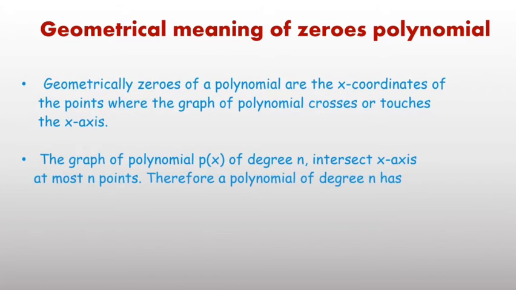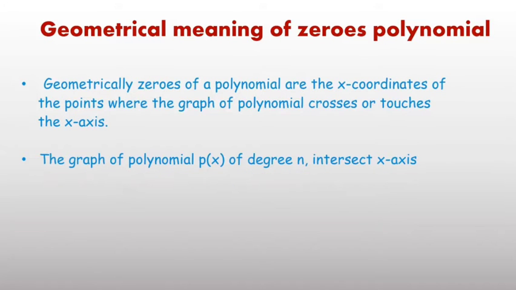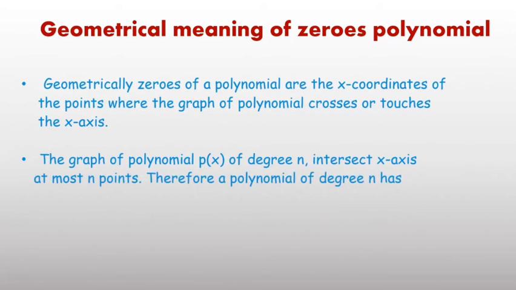The graph of a polynomial p(x) of degree n intersects the x-axis at most n points. Therefore, a polynomial of degree n has a maximum of n zeros. It is not necessary that it intersects at n points only, it is at most n points. If you draw the graph of a quadratic polynomial, it will intersect the x-axis at a maximum of 2 points. It implies you will get a maximum of 2 zeros. On the basis of the graph, you can easily count the number of zeros of a polynomial.